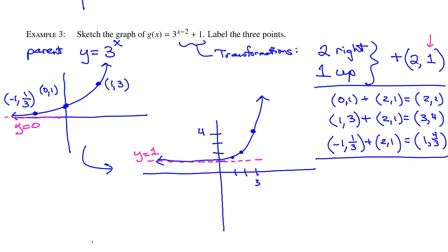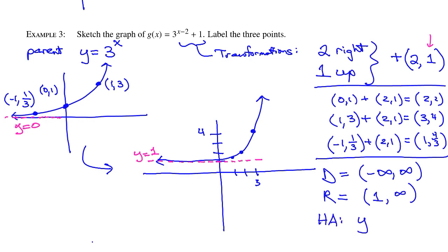Let's describe the domain. The domain is still all real numbers. The range has been shifted. The range is now 1 to infinity, open at 1. We can get closer and closer to 1, but we can never reach 1. The horizontal asymptote is y equals 1.